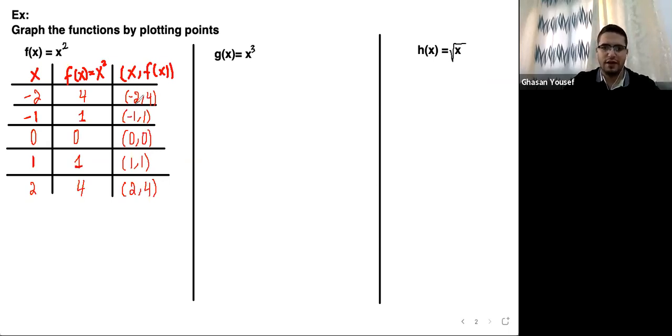Now we have to put these points in the Cartesian plane or the coordinate plane. Here's my coordinate plane. It will be a parabola. This is correct. The graph for this function is going to look something like a parabola. I'm going to show you how the graph of this function looks.